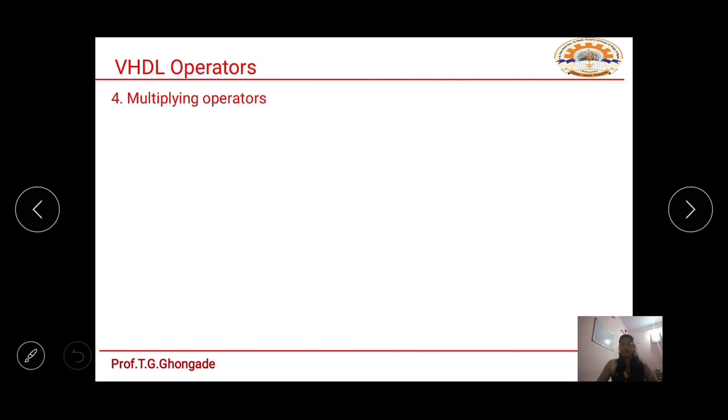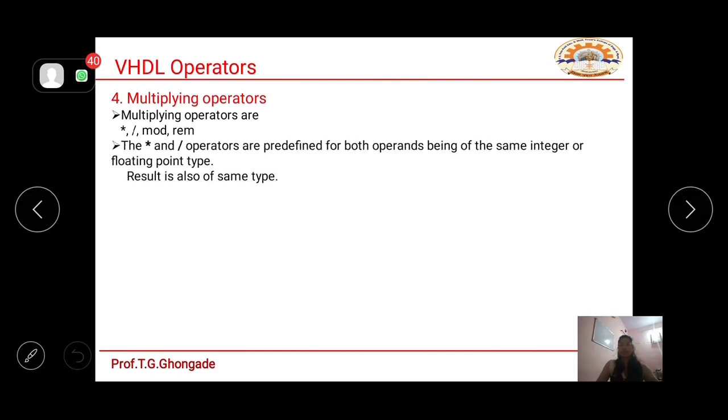Then VHDL operator number 4, that is multiplying operators. Now multiplying operators are multiplication, division, modulus and remainder. Okay, now the multiplication and division operators are predefined for both operands being of the same integer or floating point type, and the result is of the same type.